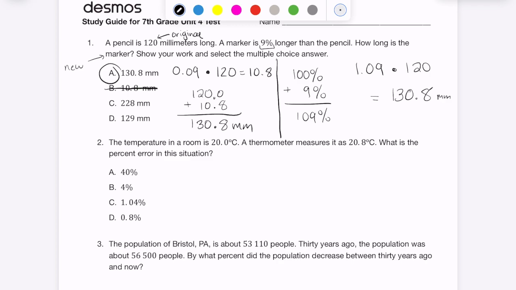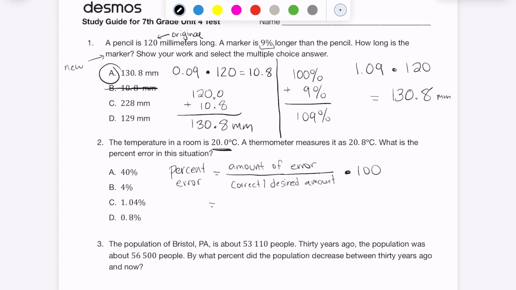Question 2. The temperature in a room is 20 degrees Celsius. A thermometer measures it at 20.8 degrees Celsius. What's the percent error in this situation? Okay, so to find the percent error, what we're going to do always is we're going to find the amount of the error, which we can figure out by subtracting, and then divide by the correct or the desired amount. Okay, and then we multiply by 100 to make it a percent.